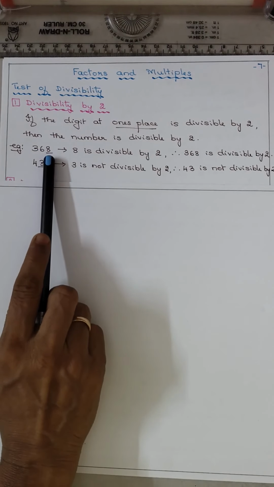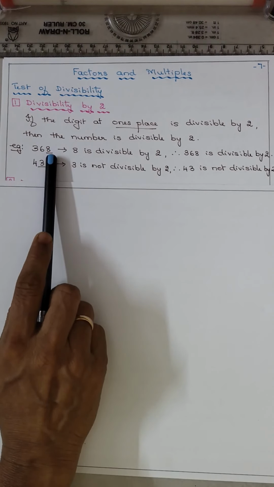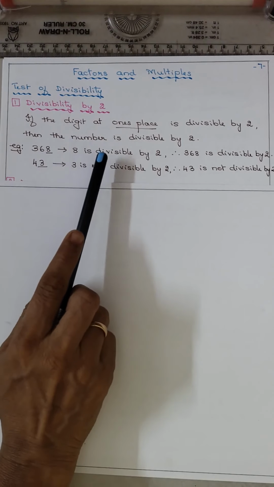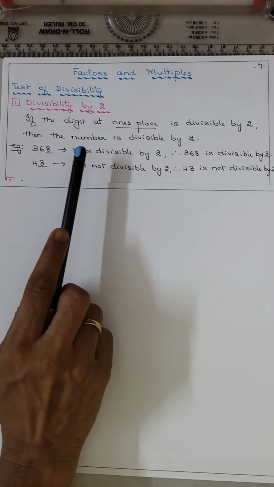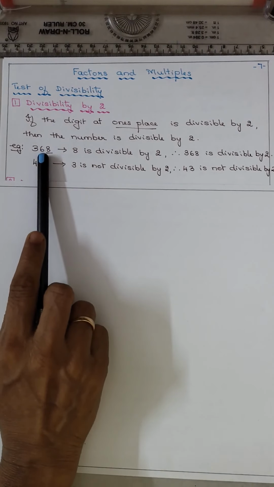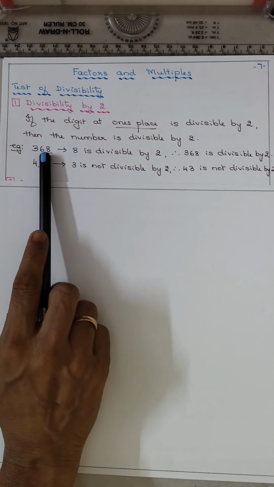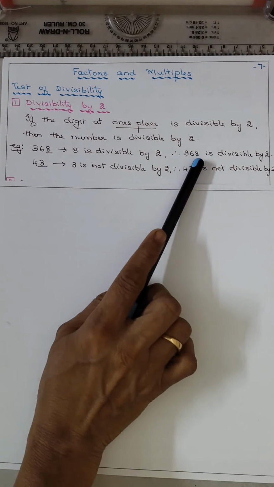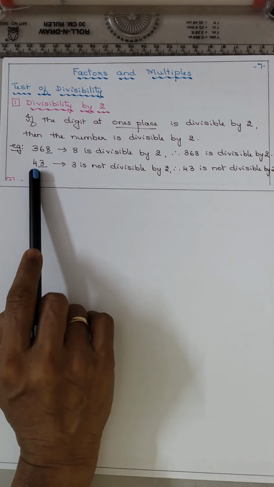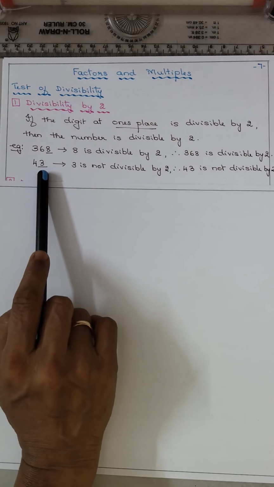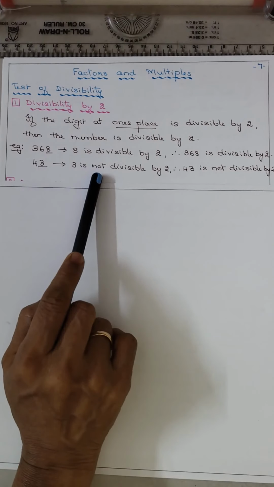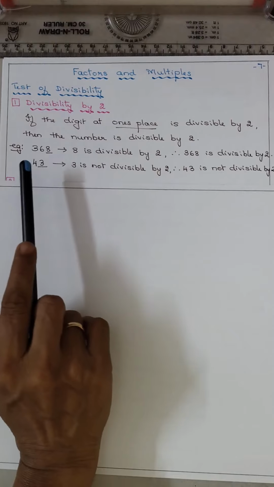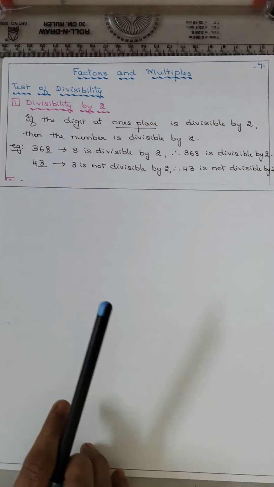Now 368. 8 is in the ones place. See whether 8 is divisible by 2. Yes, 2 4s are 8. Divisible means exactly divisible, so that the remainder is 0. So yes, that is why 368 is divisible by 2. Now the number 43. In the ones place it is 3. 3 is not divisible by 2 exactly. That is why 43 is not divisible by 2.